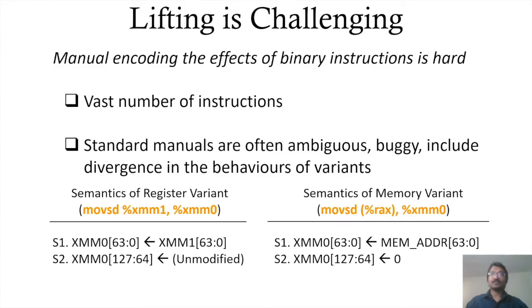Developing a lifter, especially for complex modern ISAs, is challenging and error-prone, mainly because manually encoding the effects of a vast number of instructions is hard. This is made even harder because the informal specifications provided by hardware manufacturers run into thousands of pages and are often ambiguous, buggy, or include divergence in the behavior of variants. For example, here is the semantics of the MOVSD instruction with its register and memory variants. And as we can see, the semantics of the register variant is different from that of the memory variant.